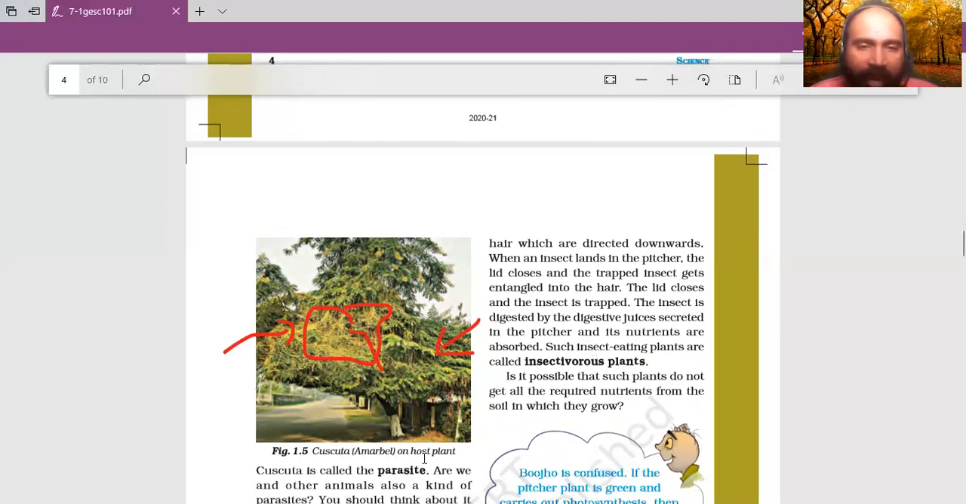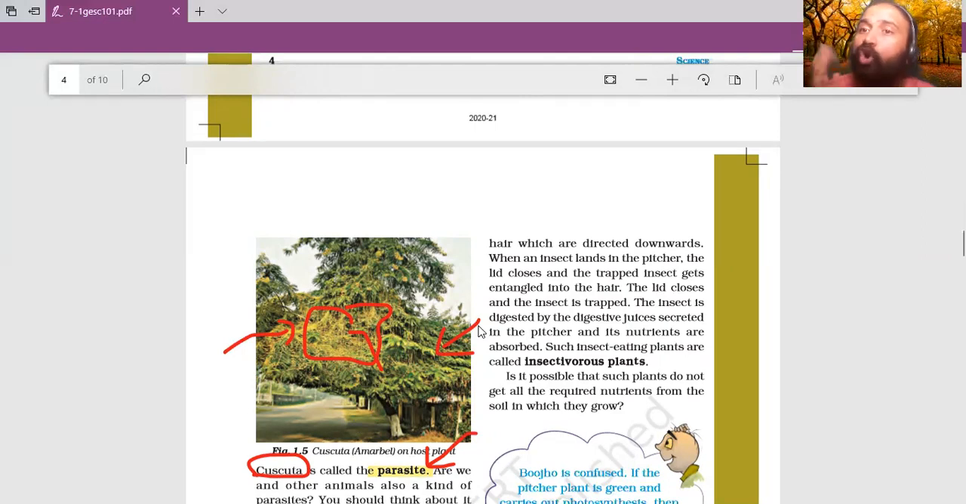So here they have given that. Okay, see here in this paragraph. One second. Here, parasitic mode of nutrition. I will show you with pen. Here, parasitic mode of nutrition. Example: here in this plant, they have shown a plant called Cuscuta. The Cuscuta is also called amarbel. In North India, it is found more. Now, this Cuscuta is actually an example for parasitic mode of nutrition.